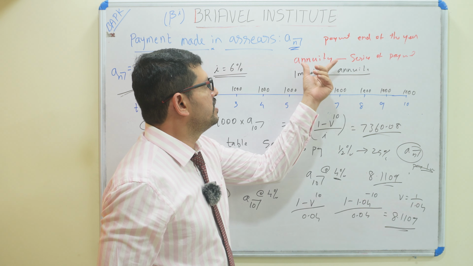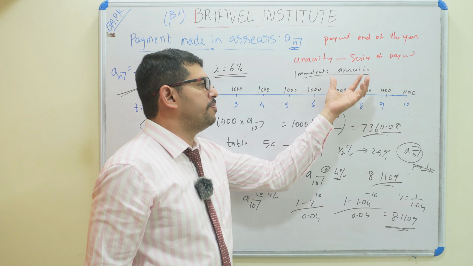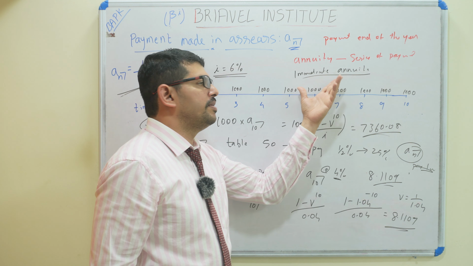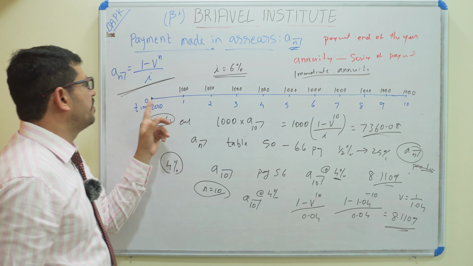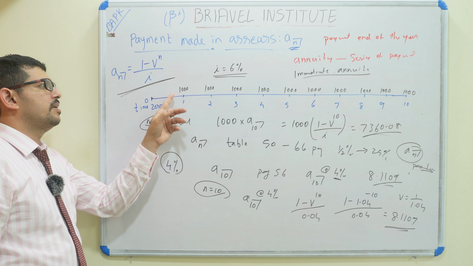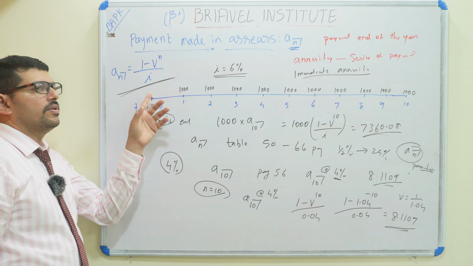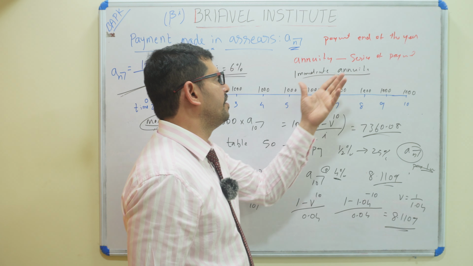Here we studied what is annuity. It is a series of payments, and an immediate annuity is one where we have to pay in a particular period of time. Here the period we are taking is 1 year. So the end of the year we can take as an immediate annuity. In between also we can take it as an immediate annuity. So that we are taking as the immediate annuity.